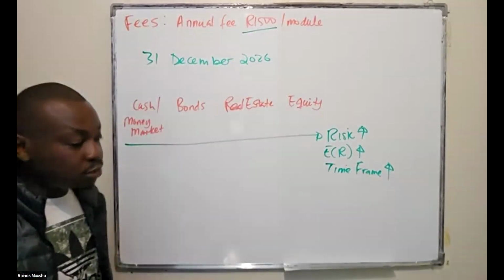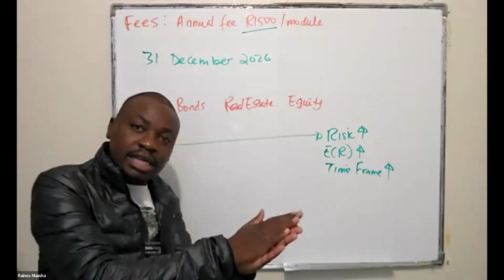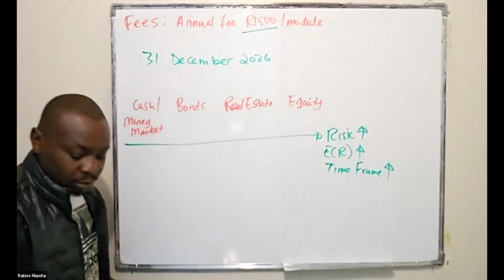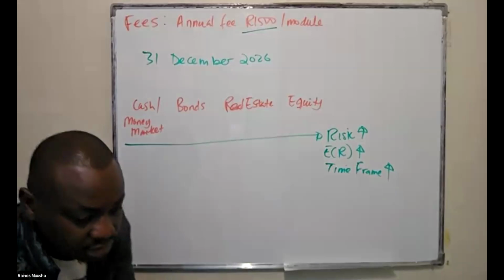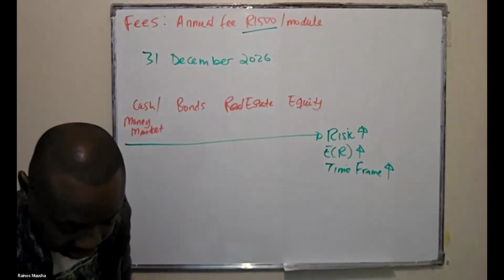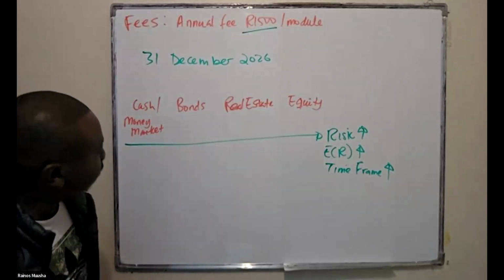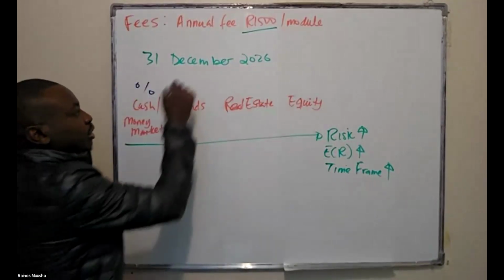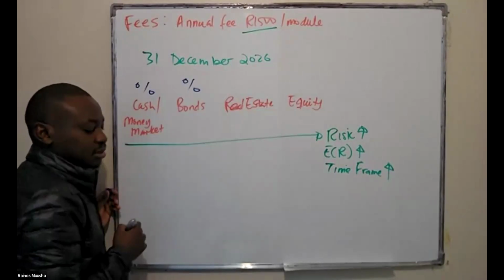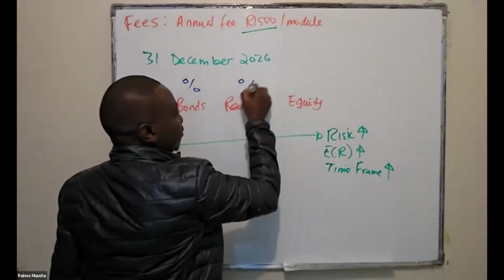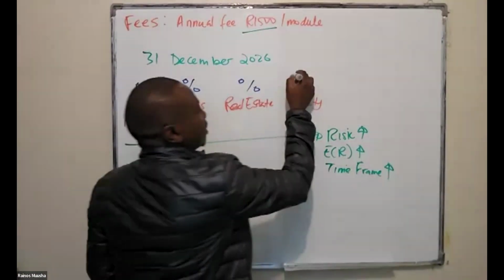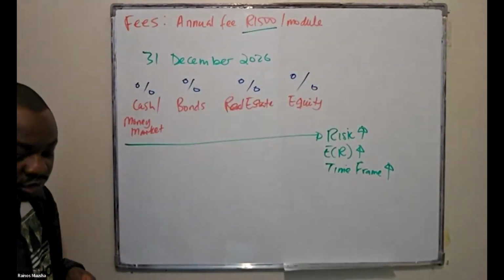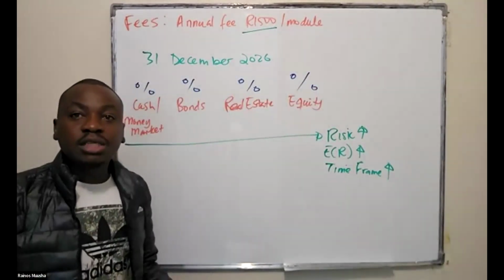So based on this, remember we have an expected return, right? Now the question becomes, how much of your portfolio do we need to invest in what? How much of your portfolio should we invest in cash and cash equivalents? How much should be invested in bonds? And what percentage of your portfolio should be invested in real estate? And what percentage of your investment should be invested in equity investment? So that's when you're going to be looking at what?